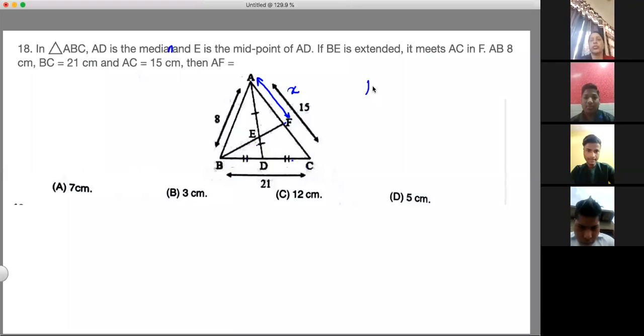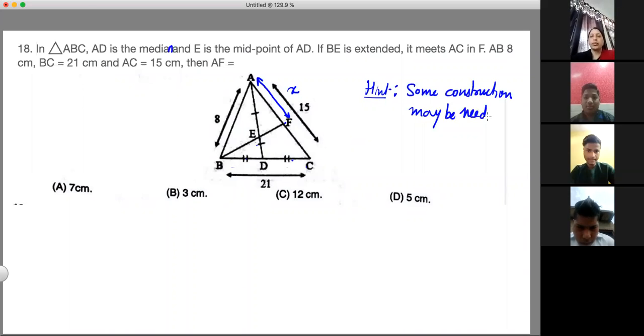Okay, so take a hint. The hint is some construction may be needed. So think of what construction will help you solve this.